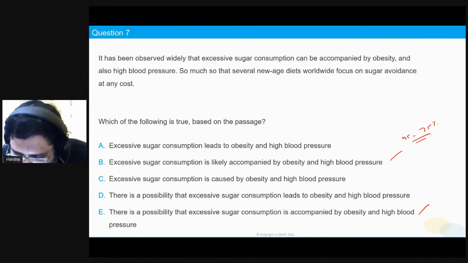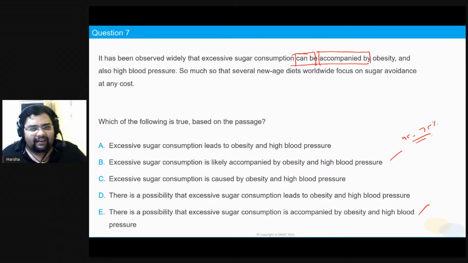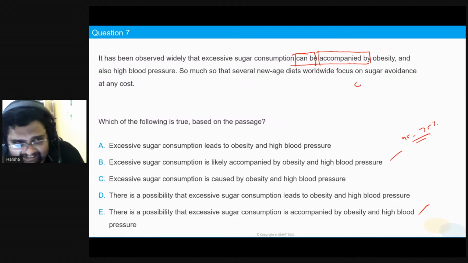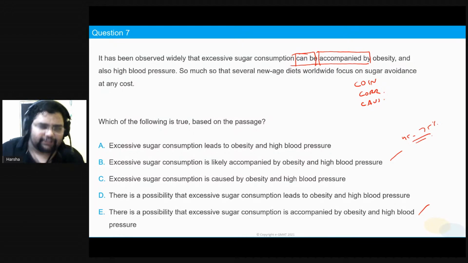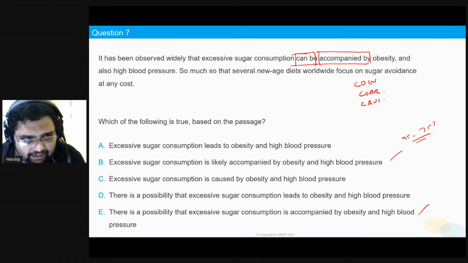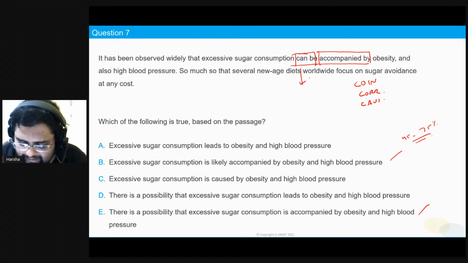So again, the core keywords are right here. Again, we already discussed the three C's, that is coincidence, correlation, and causality. Yet again, accompanied by only implies coincidence. You cannot infer correlation, you cannot infer causality. So far we are aligned. Now let's come to the other piece. And this piece, similar to these three C's, here you have possibility, probability, and certainty.